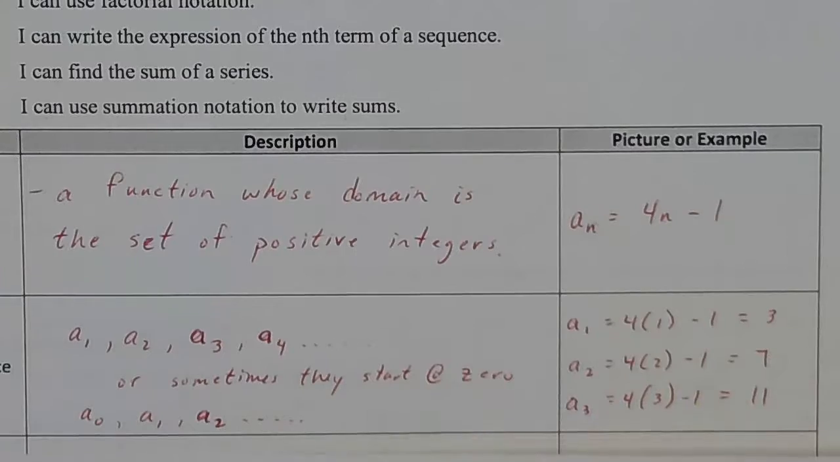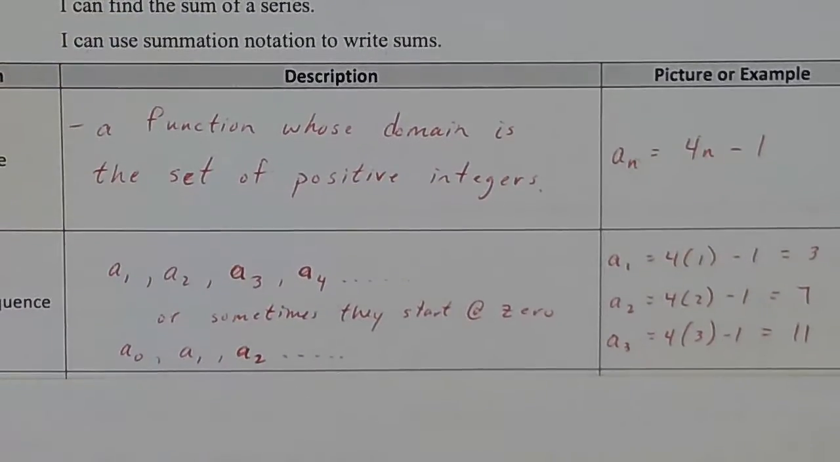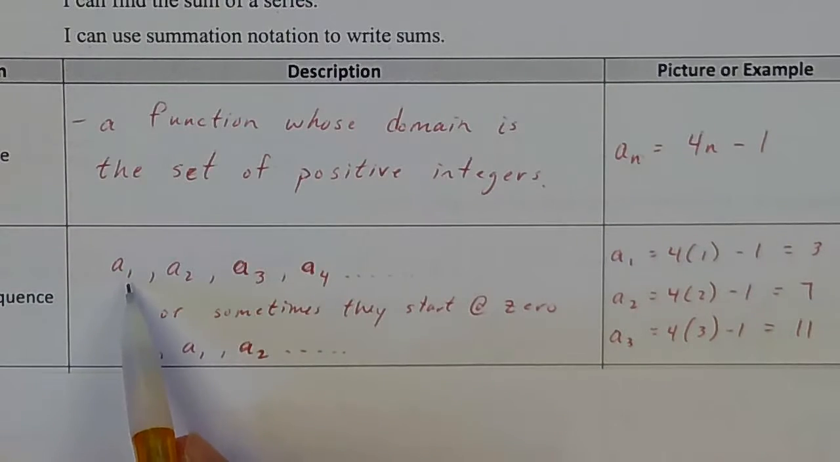Okay, so the terms of a sequence, I was kind of just hitting at this a little bit. The terms are denoted this way. So if I put a little 1 in this little subscript, it means the first term. A2, A3, and then so on, keeps going.